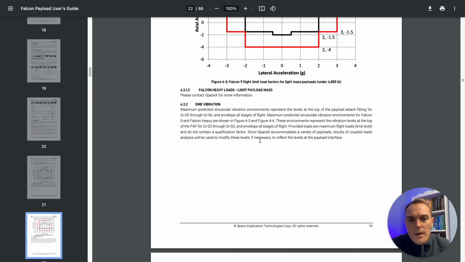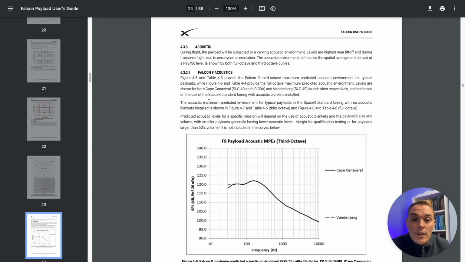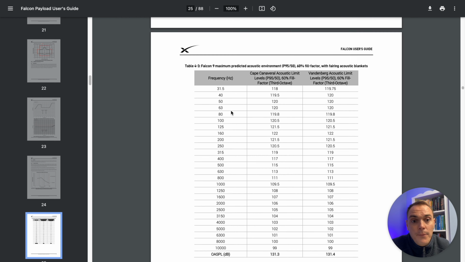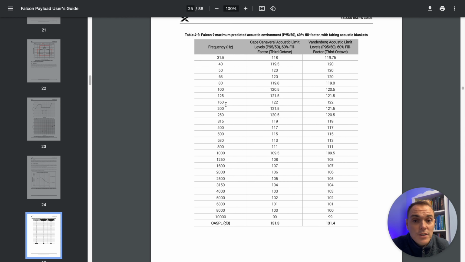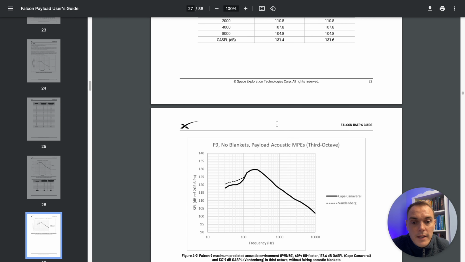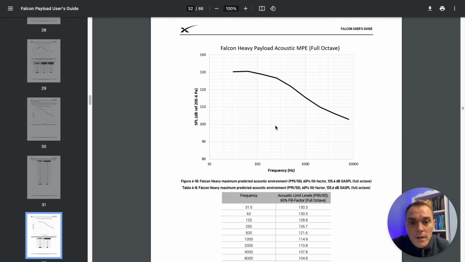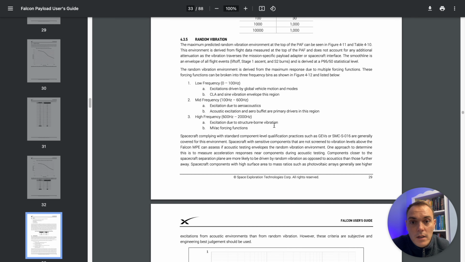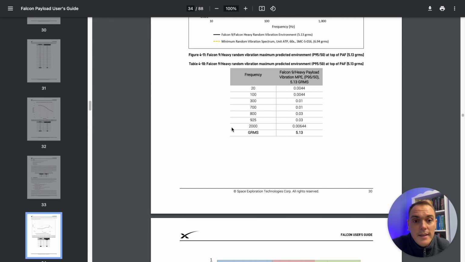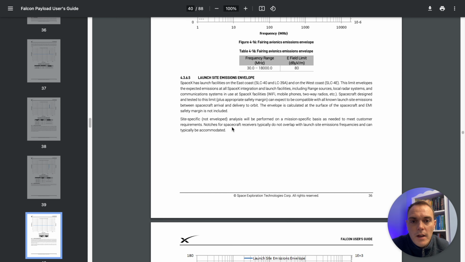So we're getting acceleration, which we have to understand. We're getting acoustics, so we can understand whether or not our kit can withstand the acoustics, at what frequency, and so on. And then I think vibration is in here. So we can determine, okay, we've got random vibration, and we have the different frequencies, which is pretty cool.